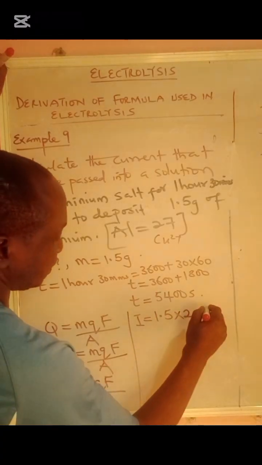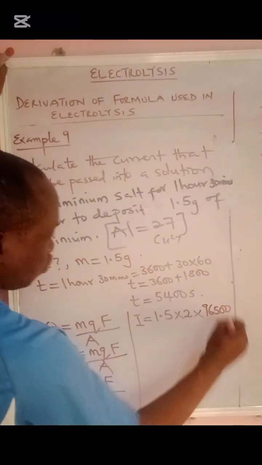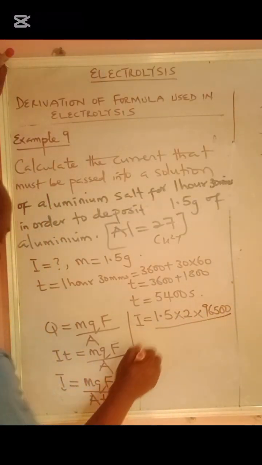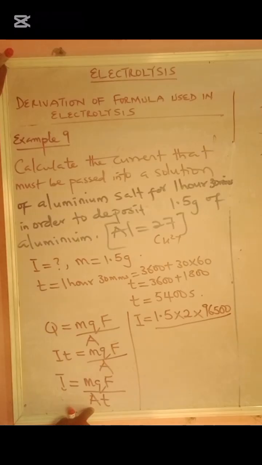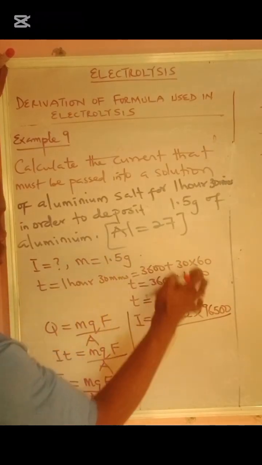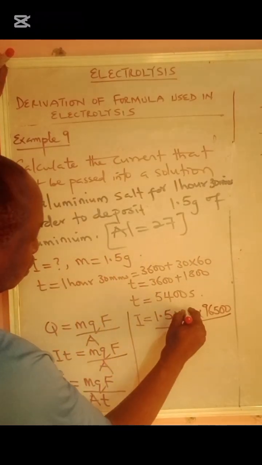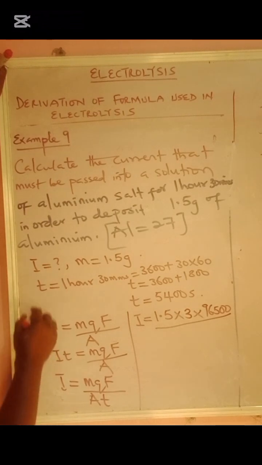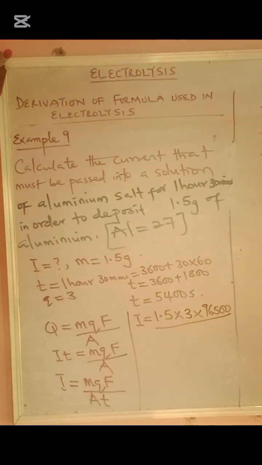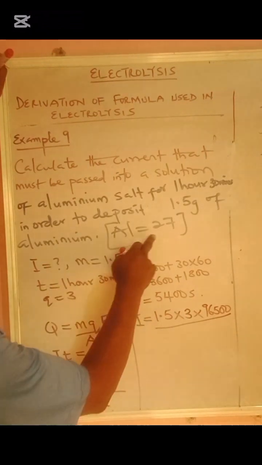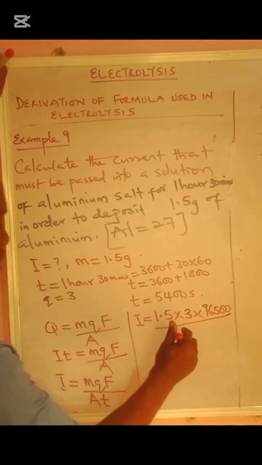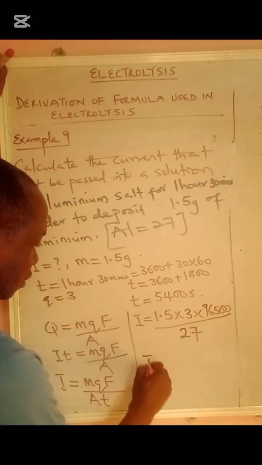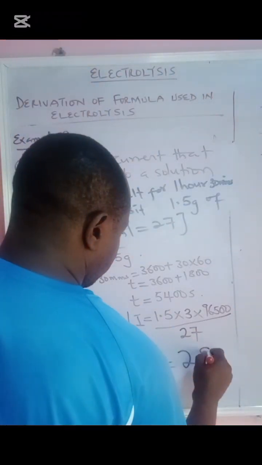For 1 Faraday is 96500 coulomb. Everything divided by A, mass number of aluminium. Okay, is it copper or aluminium? It's aluminium, sorry. Aluminium Q should be 3. Q is equal to 3 for aluminium. Atomic mass number of aluminium is 27, so you put 27 here. When you divide, you get 298 ampere.